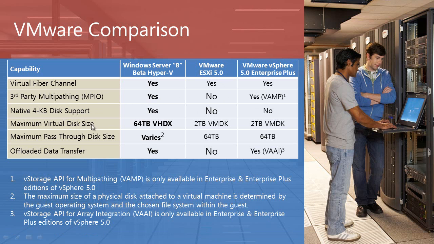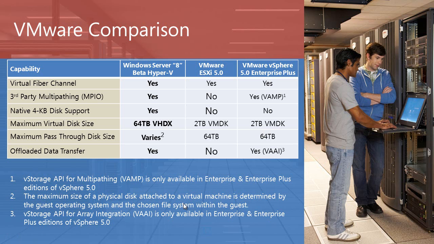Maximum virtual disk size, something that's really important to note. The maximum virtual disk size that you can create using the VHDX format is 64 terabytes. That is a pretty significant size for a virtual hard drive. VMware only supports 2 terabytes, but you actually can get larger disk sizes for virtual machines in VMware, but it's got to be done through a physical disk attached to a virtual machine.